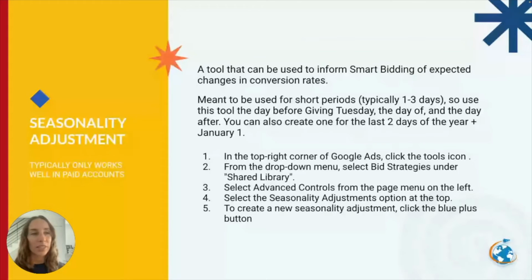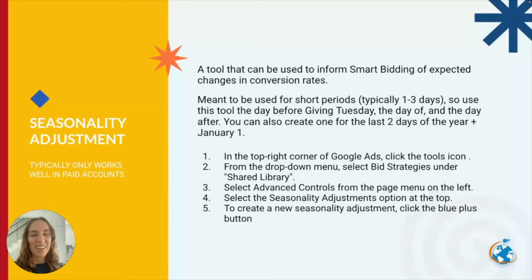We do have just one more strategy to go over here. This is for seasonality adjustments. I do recommend for this strategy that you only use it in a paid account. We just haven't seen a lot of success in an ad grant with this strategy, but it works pretty well for a paid account. So a seasonality adjustment is a tool that can be used to inform smart bidding of expected changes in conversion rates.